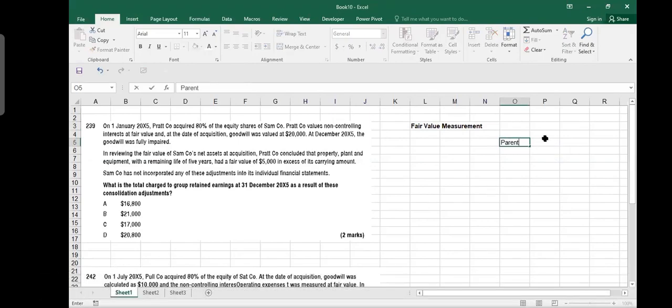You've got a parent, and you have got some subsidiary, and definitely you've got different figures. They tell you the share capital and the retained earnings of the subsidiary, and you find out the net assets. Let's suppose I'm just writing down here share capital, and I will write down here retained earnings.